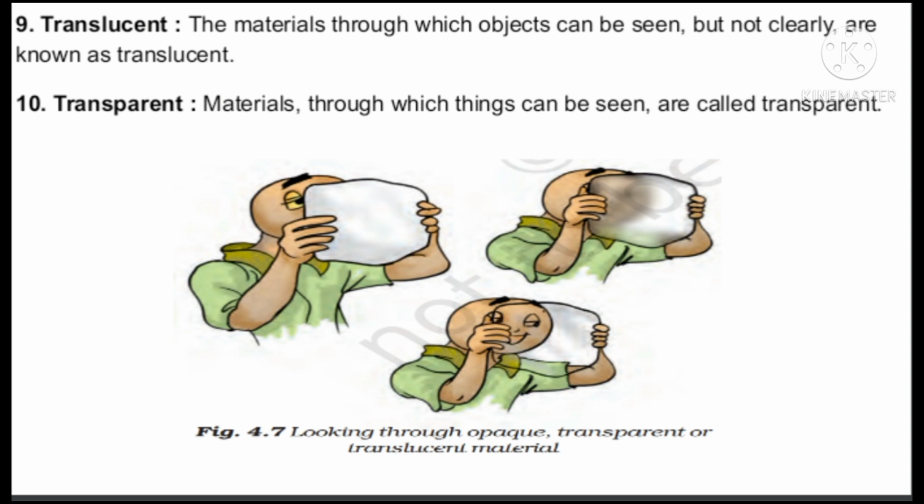So here, what is opaque? Opaque materials will not allow us to see through them, and transparent materials always allow us to see through them. And what is translucent? Translucent materials allow us to see, but not completely. And that's all about keywords, so let's move on to our lesson.